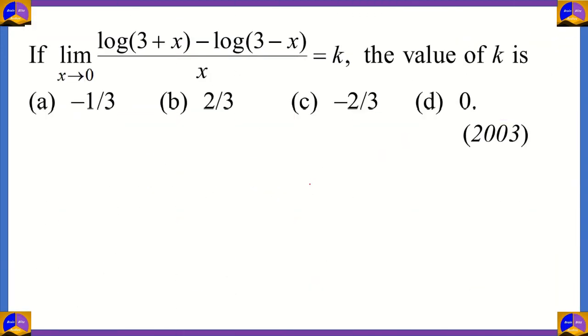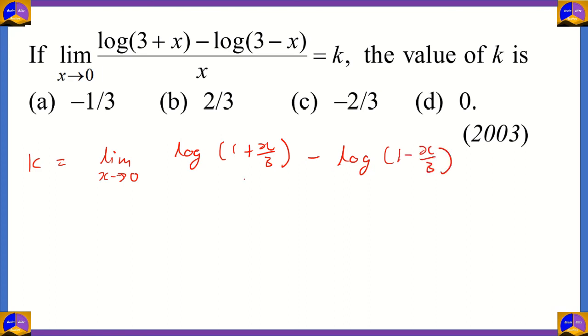And let's move on to the final question of this episode. So in this question, you need to find the value of k, which is equal to limit x tends to 0, log of 3 plus x minus log of 3 minus x, divided by x. So here, the value of k equals limit x tends to 0, log 3 plus x can be written down as 1 plus x by 3, and the same is true for 3 minus x, which we'll write as 1 minus x by 3. And this numerator is completely divided by x.